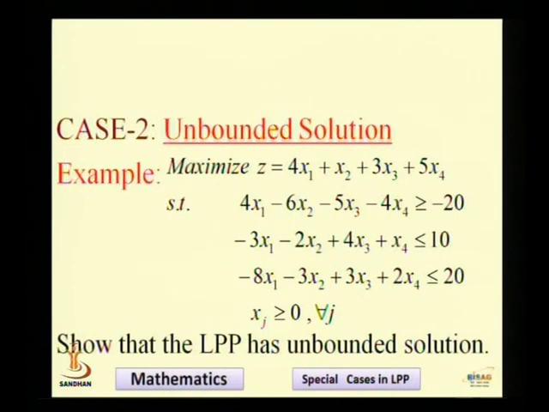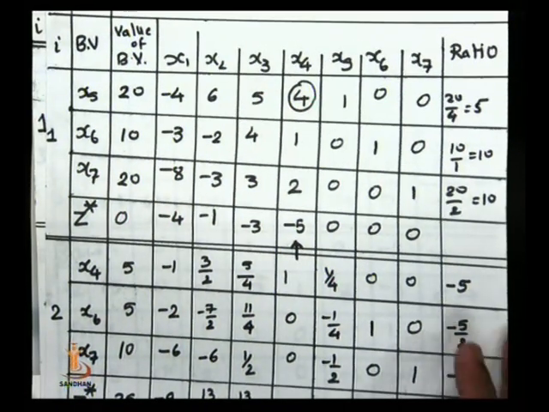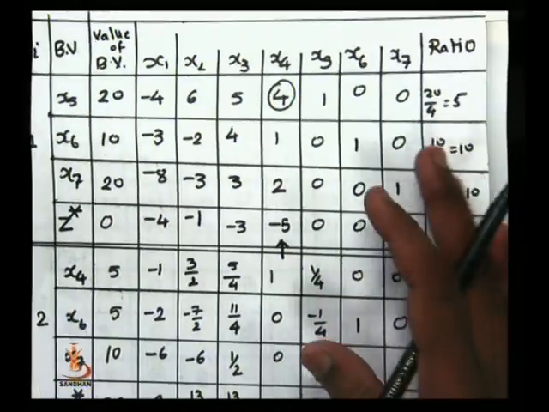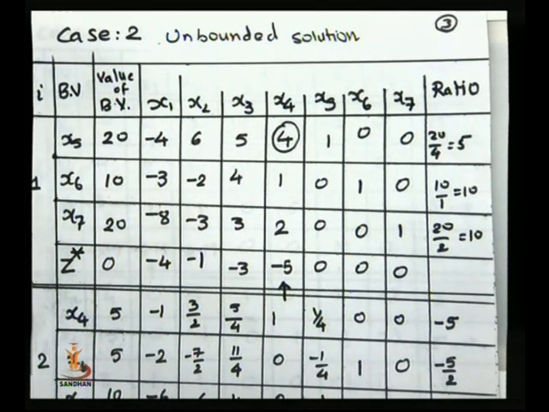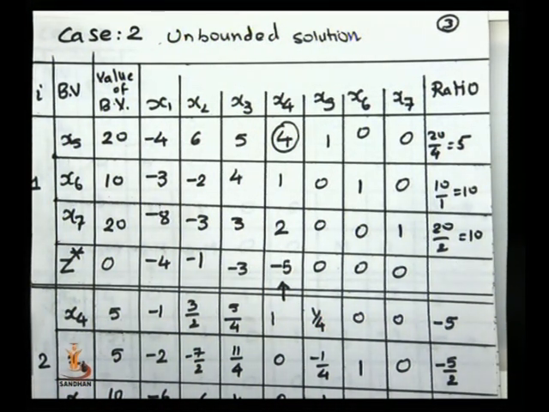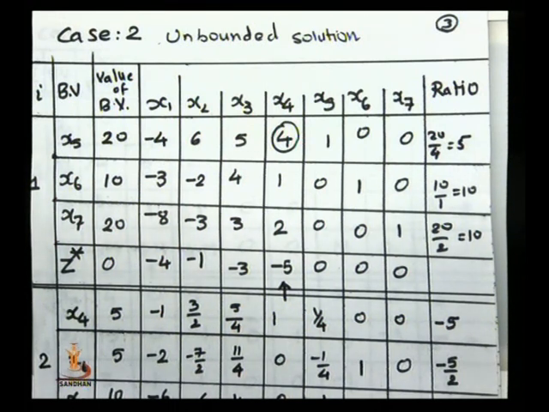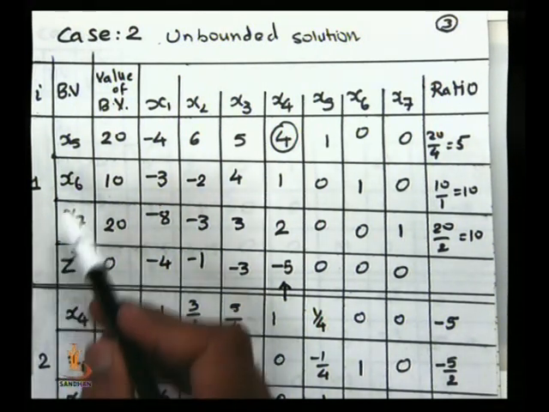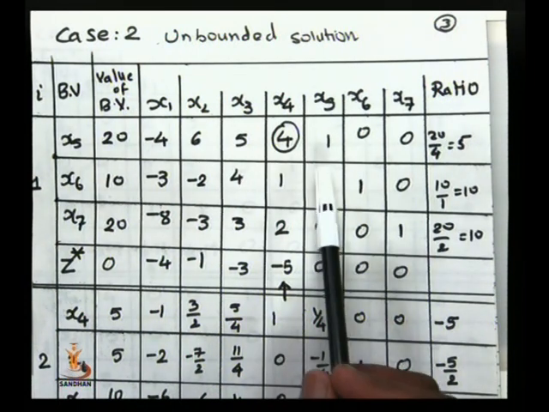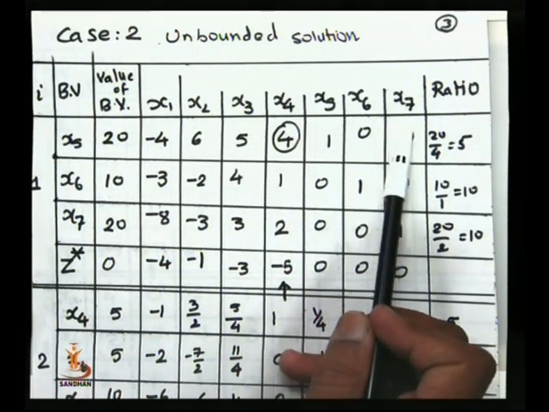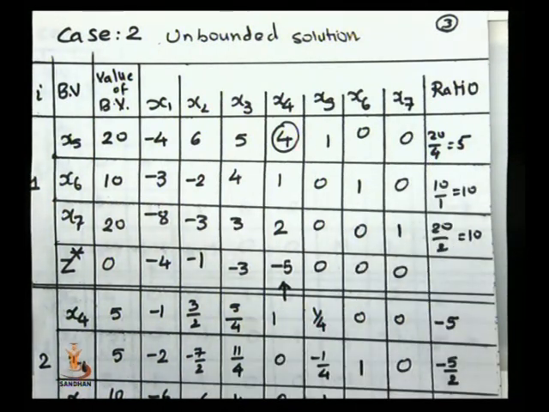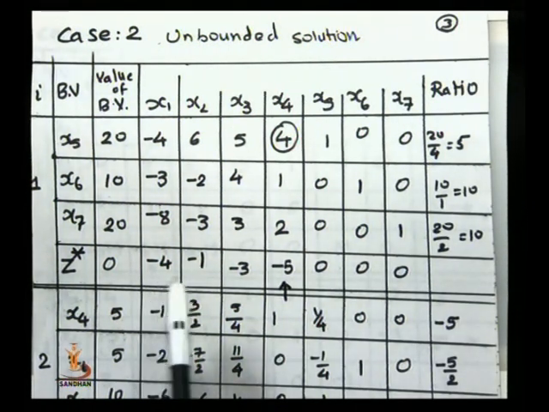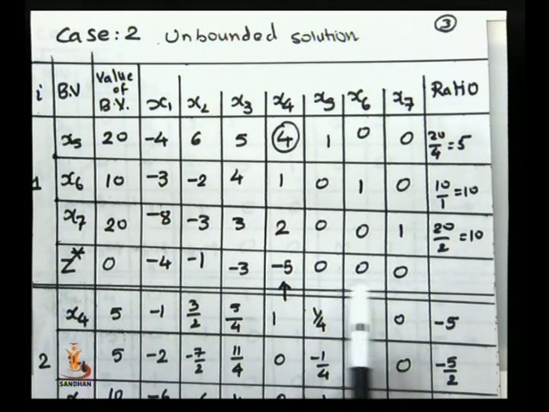You can see on the screen, this is the initial simplex table for that particular problem. In this problem, x5, x6, x7 are the basic variables. And we observe this row of the objective function.